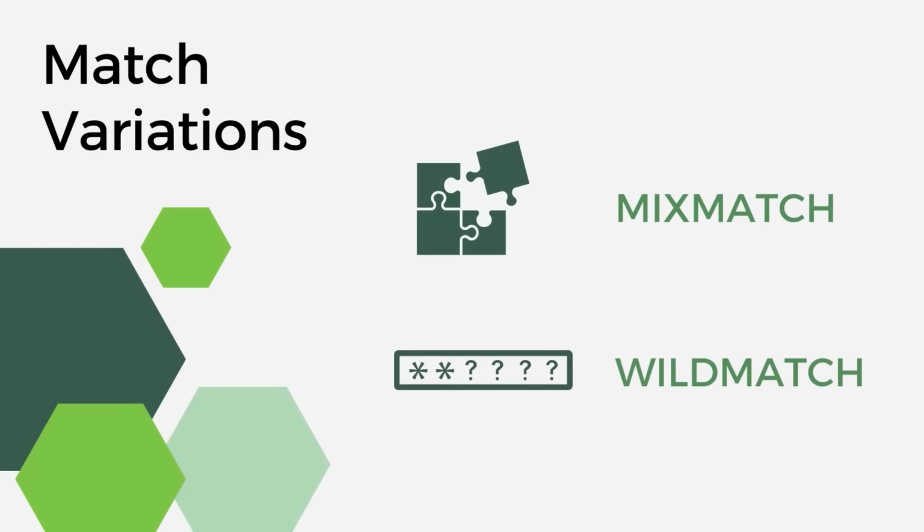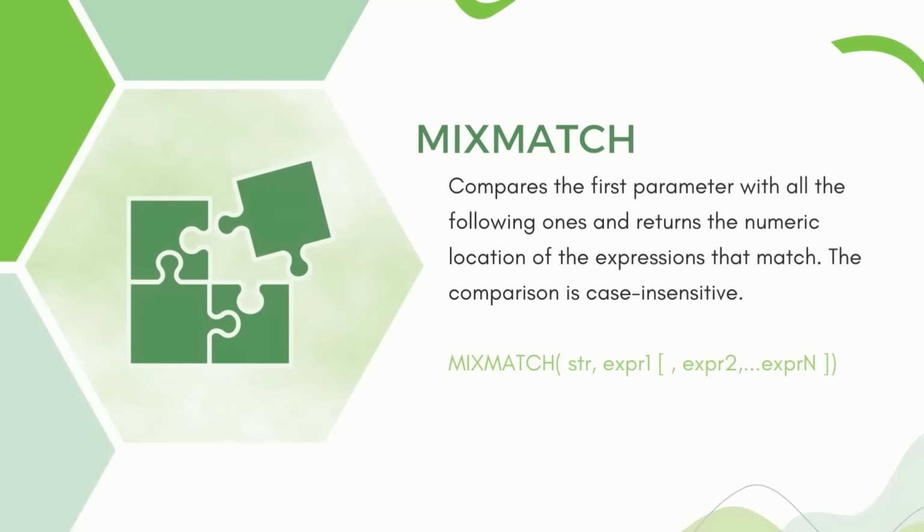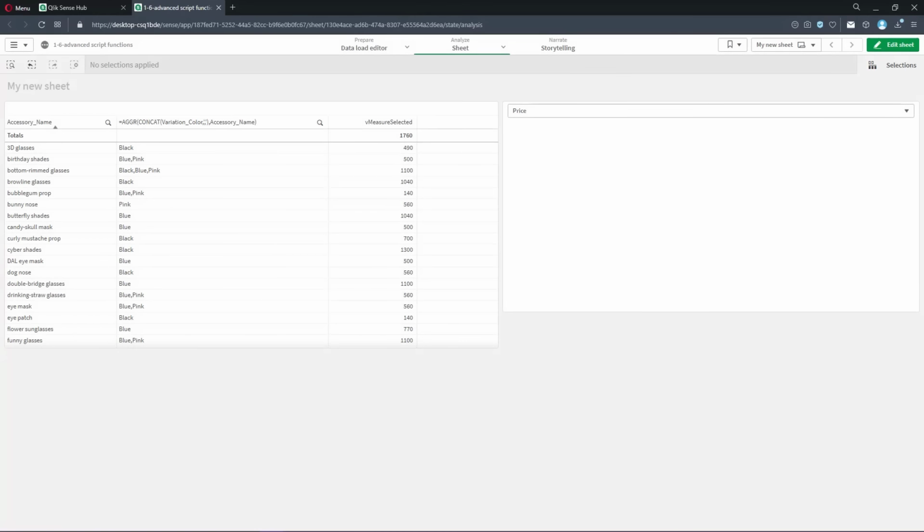As mentioned earlier, there are other variations of the match function that you could use for case-insensitive data. One of these variations is mix-match. The mix-match function compares the first parameter with all the following ones and returns the numeric location of the expressions that match. The comparison is case-insensitive. Let's use mix-match to edit the where statement in the same app that we've been working on.